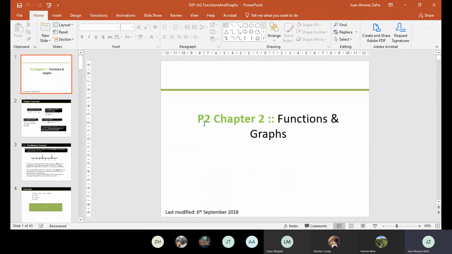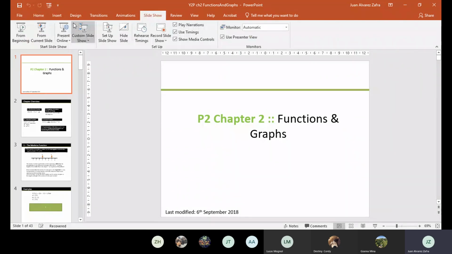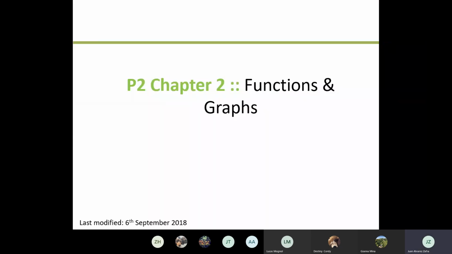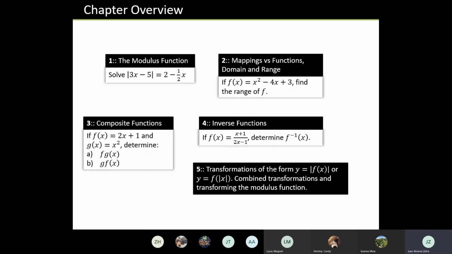Okay, so this chapter 2 is about functions and graphs. And remember, we're hoping to cover chapters 1 to 4 before summer. So it incorporates something called the modulus function. And we'll see that the modulus basically takes the positive value of something. And we need to be able to draw it and solve equations of this kind. You need to know about language, such as mappings, functions, domain, range.